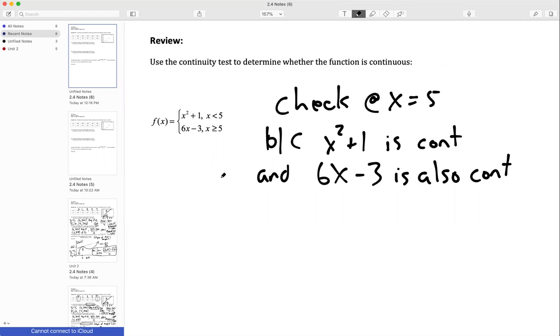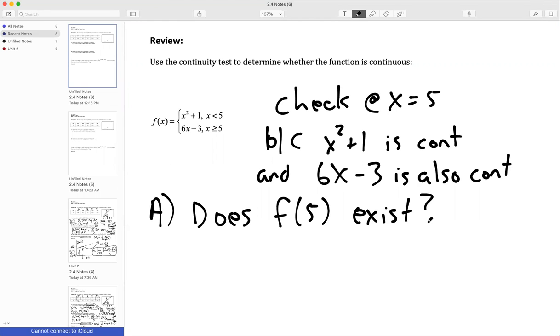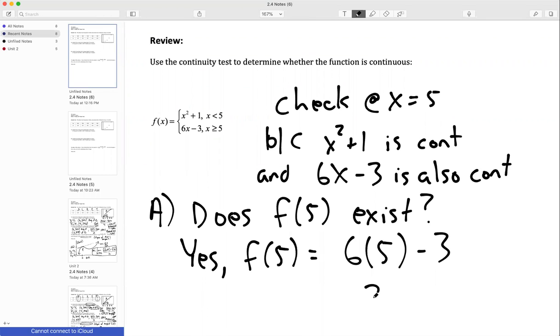So let's go through the continuity test, which first says, does f of 5 exist? And the answer is yes. F of 5 is going to be 6 times 5 minus 3, which is 27. And I am plugging into the bottom equation, not the top equation, because that is where the function is defined.